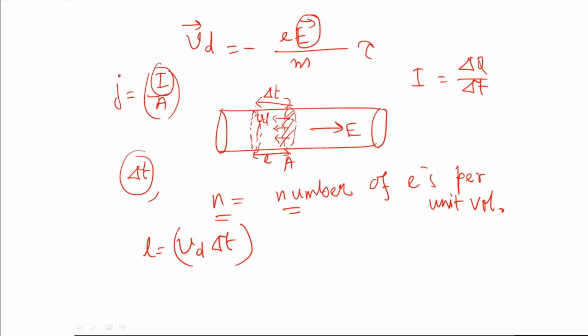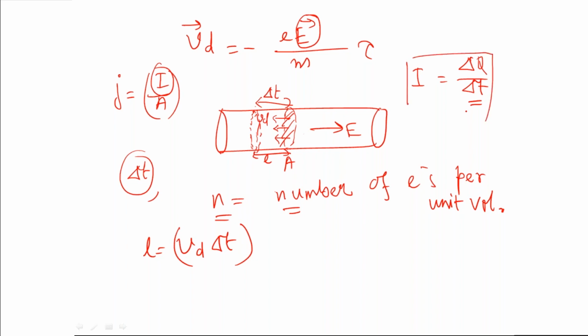Okay, how many charges had flown? So how many charges went through this area? If I can find out that number, then I can multiply with e, so I'll get the total charge flowing in delta t time. If I know the total charge flowing in delta t time, then I can find out this current.